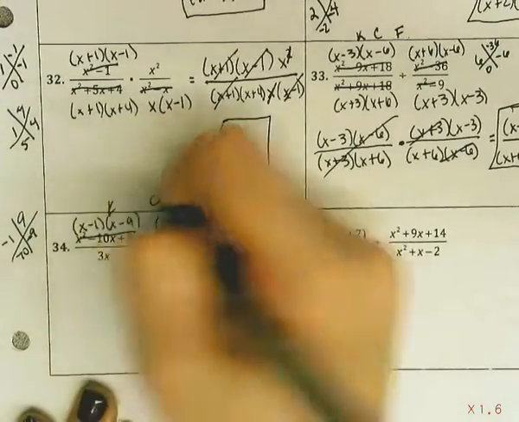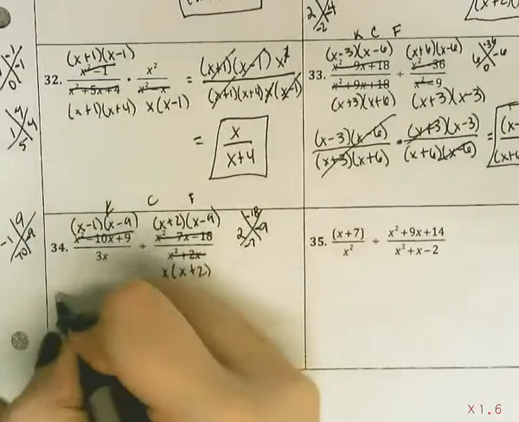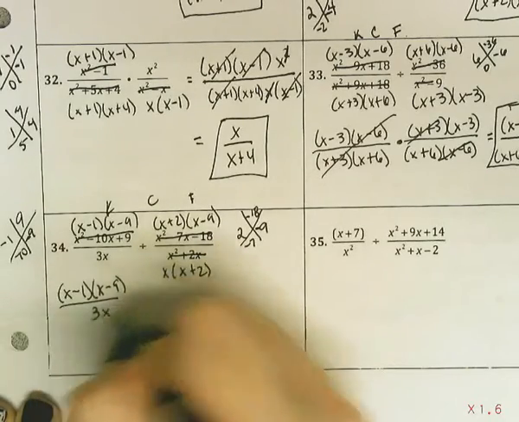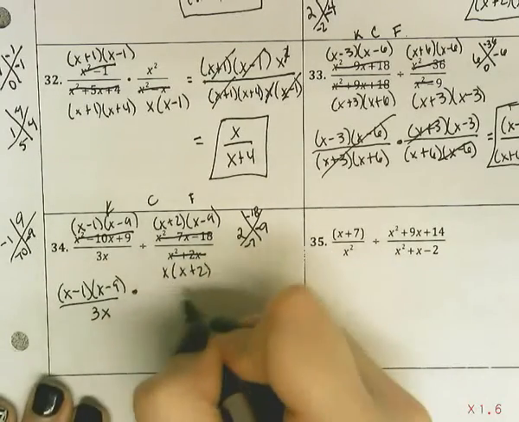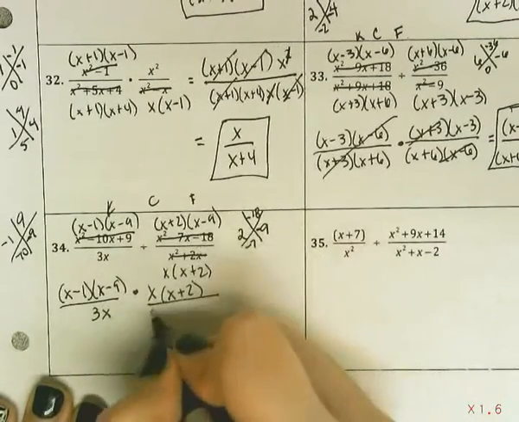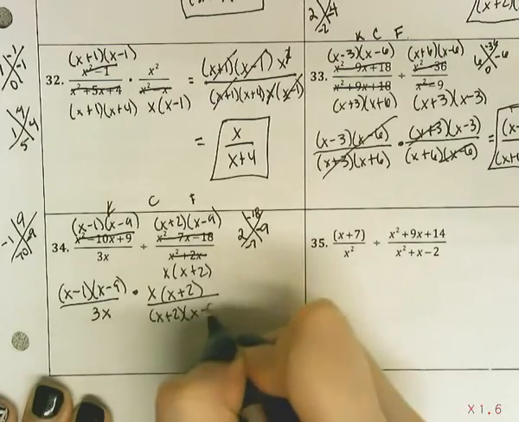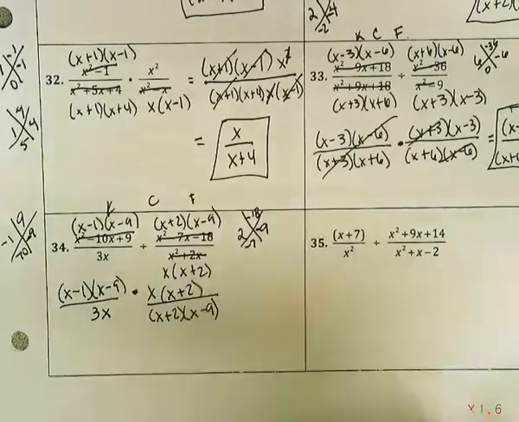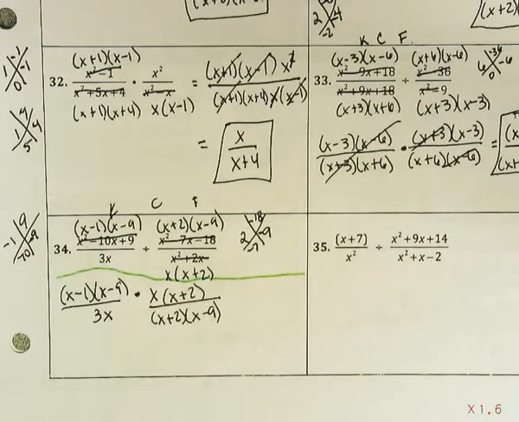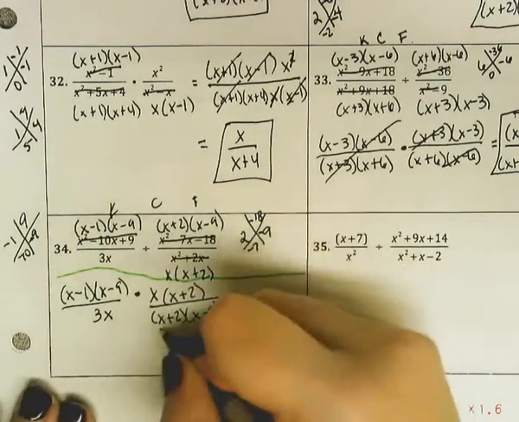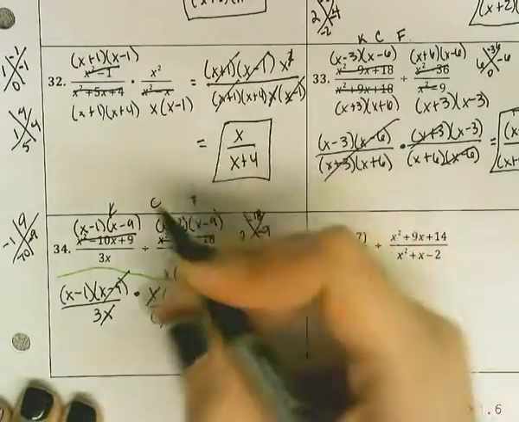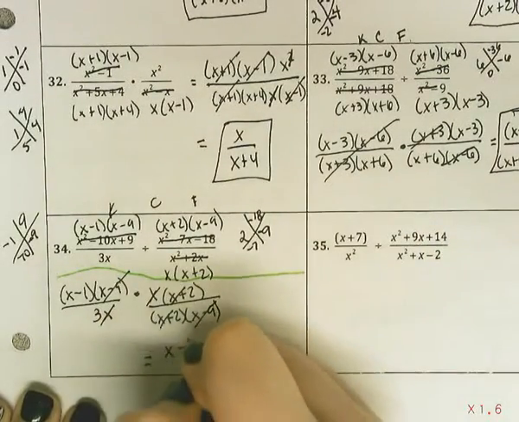Now we're going to keep, change, flip. So x minus 1 times x minus 9 over 3x. Change to multiply, and then flip over. So x times x plus 2 over x plus 2 times x minus 9. I'm going to draw a little divide line. I didn't mean to make those. So close. Now we look, what do we see both on the top and the bottom? Well, I see x plus 2, I see x minus 9, and I see x. So I'm left with just x minus 1 over 3.